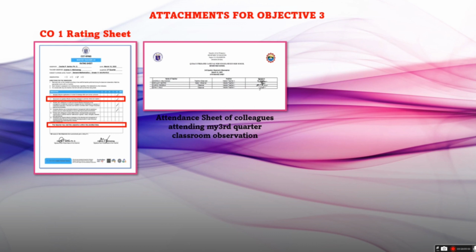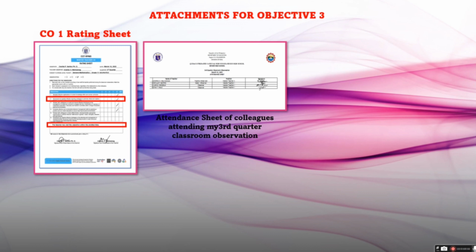Kasama pa rin, syempre, yung attendance sheet. This time, I attach the attendance sheet naman of colleagues attending the 3rd quarter classroom observation. Laging may attachment tayo ng proof of attendance ng colleagues during our classroom observation. Sabi ko nga, it can be in the form of pictures or attendance sheet. Pinag-iba-iba ko lang dito para may variation.